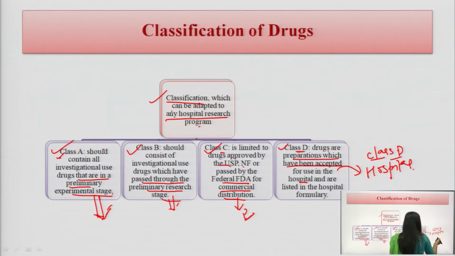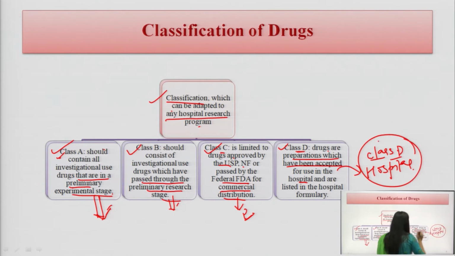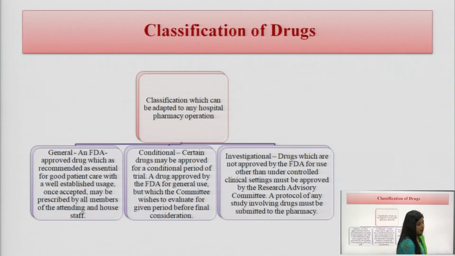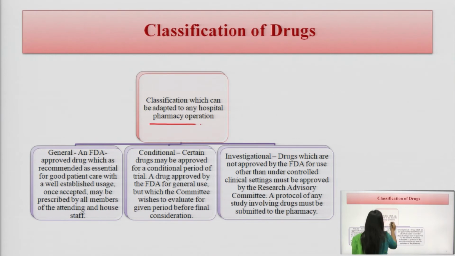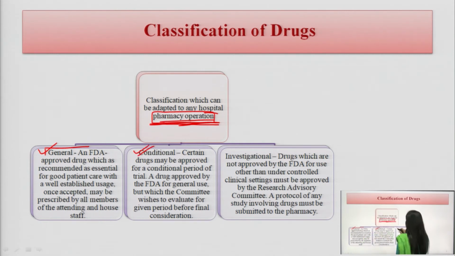Or whatever the drugs are in the hospital formulary, they all come under class D. So this is the classification on the basis of hospital research program. Another classification is on the basis of hospital pharmacy operations. On the basis of pharmacy operation, there are three classes. One is the general classification, another is the conditional classification, and another is the investigational classification.